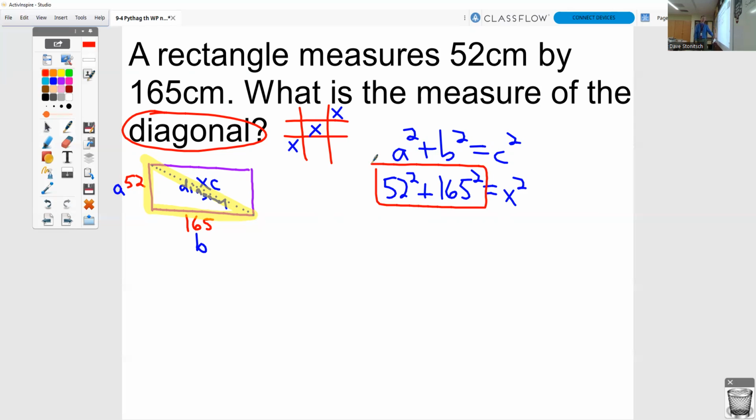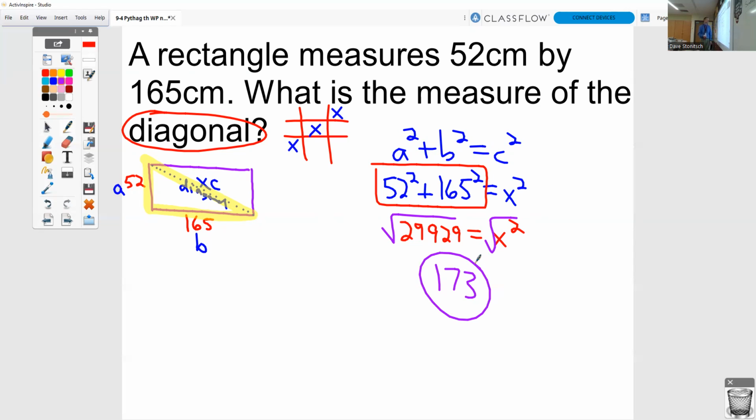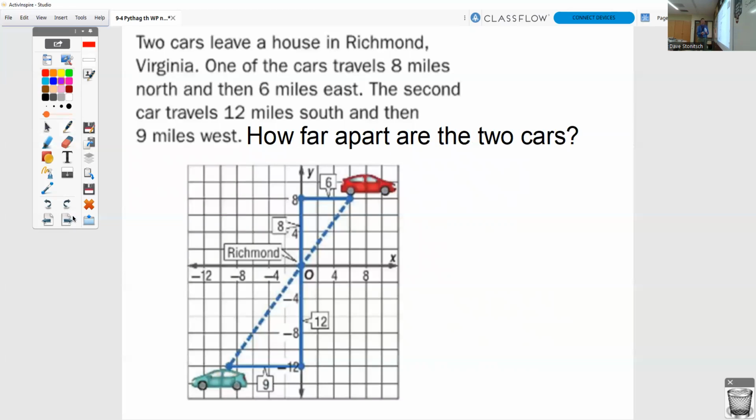We're looking for the C side. So you're just going to type this half right into the calculator. 52 squared plus 165 squared gives you 29,929 equals X squared. The last step in every question is to take the square root. So the square root of that is 173. So the length of the diagonal was 173.